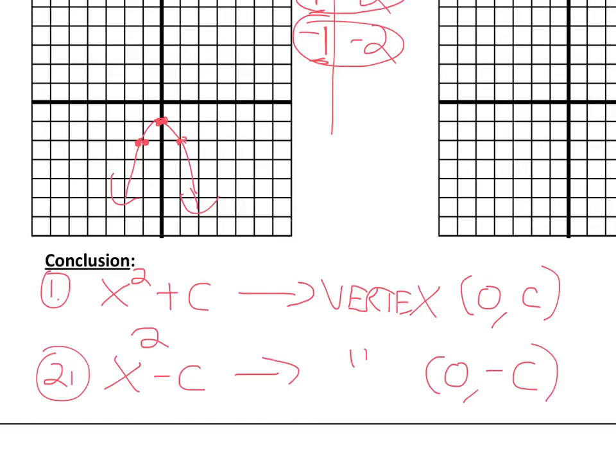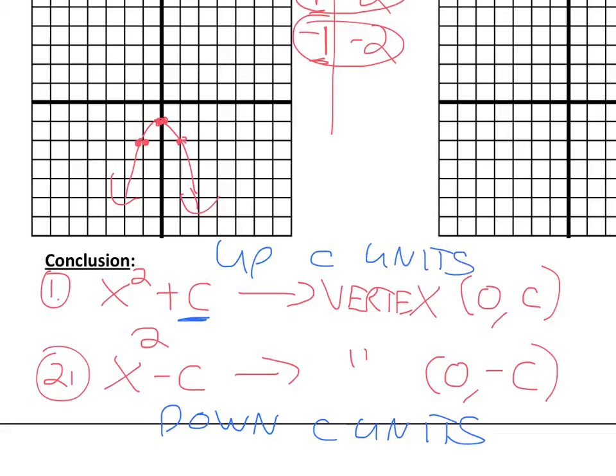So here's the main thing. In the second case, we go down c units. In the first case, since it's a positive c, we go up c units. Alright, so we can skip the negative b over 2a. I'll show in the beginning of class how it relates, but these are just easier cases where the vertex is going to be on the y-axis.